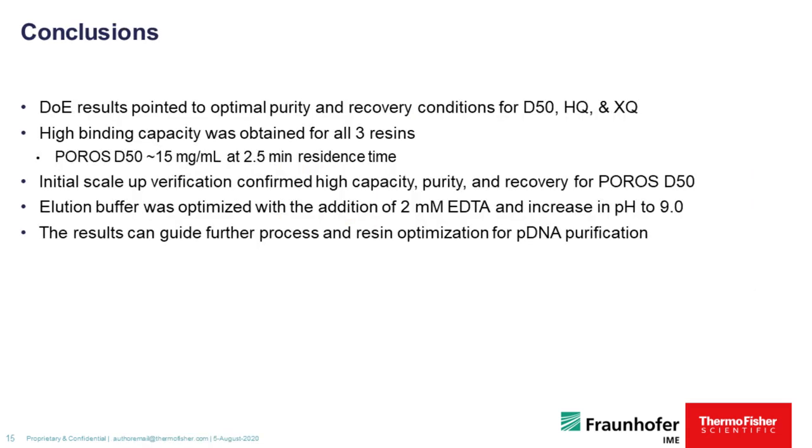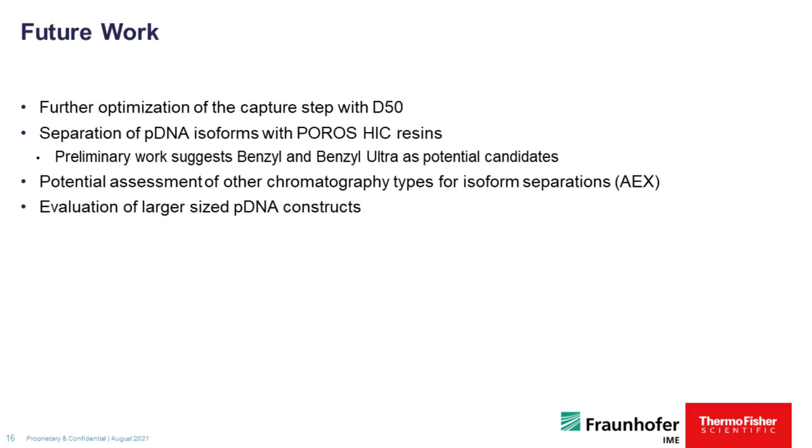In conclusion, the DOE results pointed to optimal purity and recovery conditions for our 3 AUX resins, the D50, HQ, and XQ. We observed a high binding capacity for all 3 resins, with the D50 having the greatest binding capacity of 15 mg per ml. The initial scaled up verification confirmed this high binding capacity for porous D50, and elution optimization with the addition of 2 millimolar EDTA and an increase of pH to 9 helped us to improve the recovery. So these results can guide us to further process and resin optimization for pDNA purification.